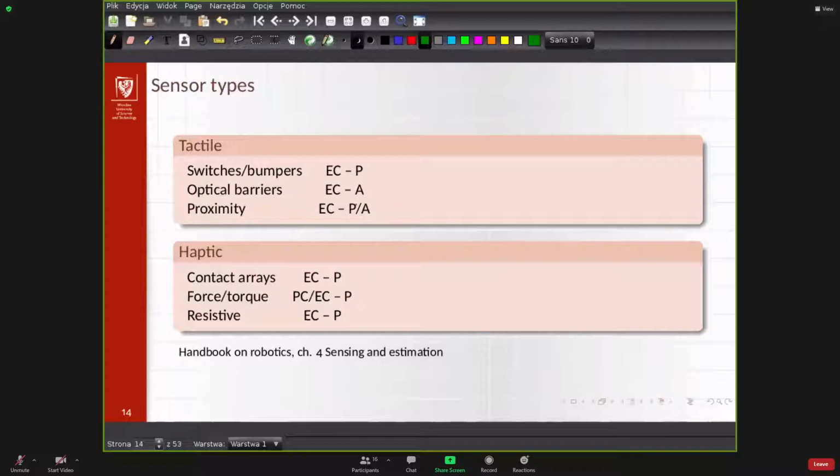Then proximity sensors that detect there are objects close to the robot. They can be passive or active. Those are different technologies. They can be resistive, inductive, and so on. Also measuring the external connections.